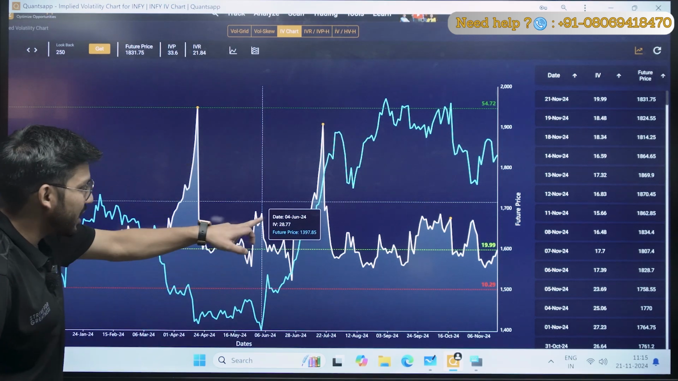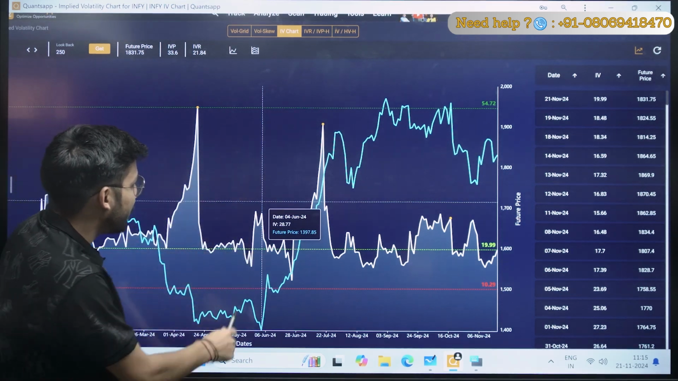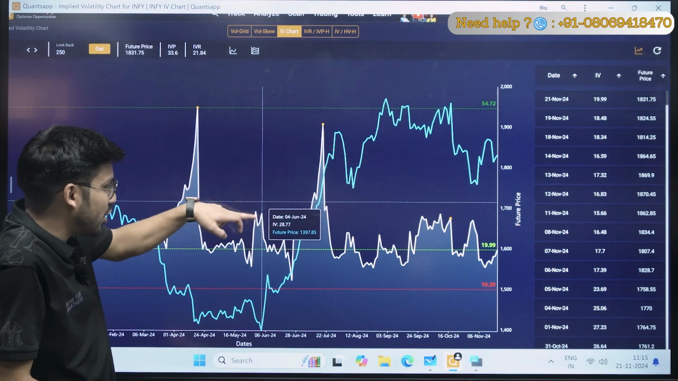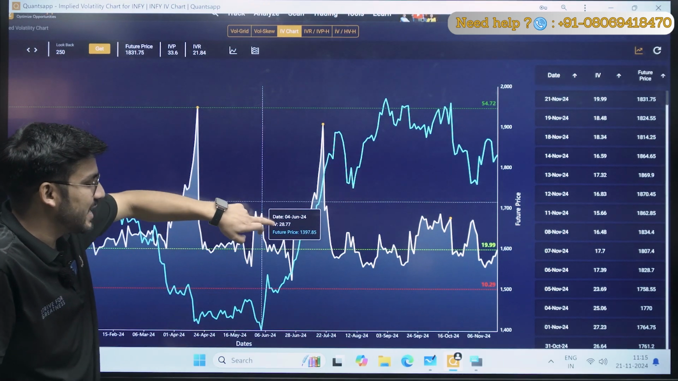So you can see when my market was at 4 to 5 June, at that time my IV, you can see the white line here. So my white line was at the peak. So my volatility increased, spiked up. You can see the 28.77.